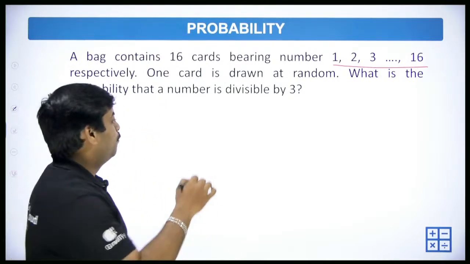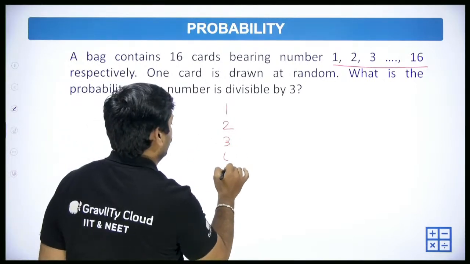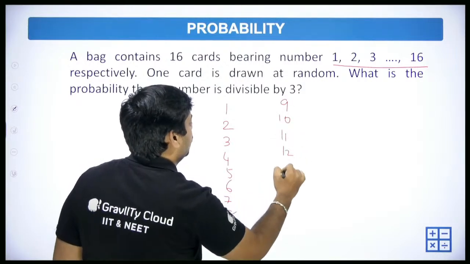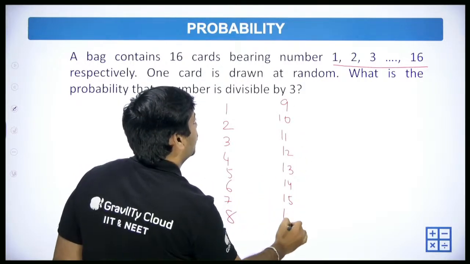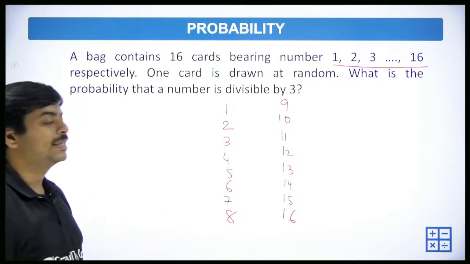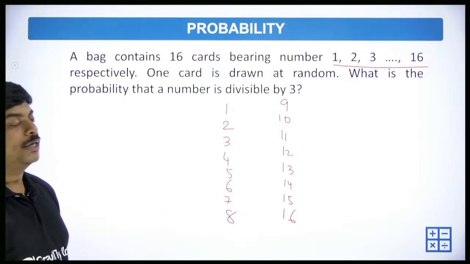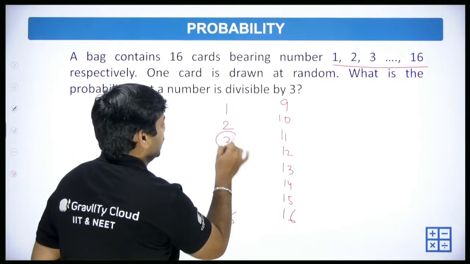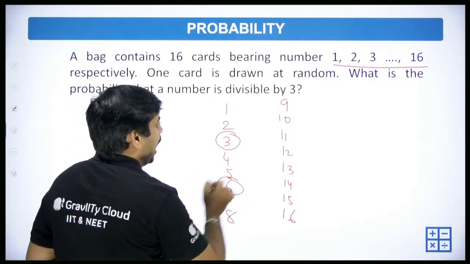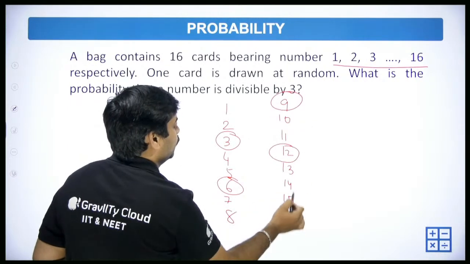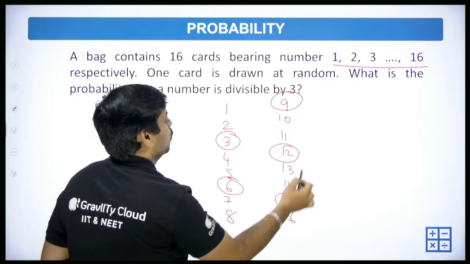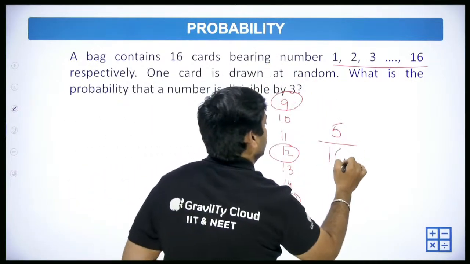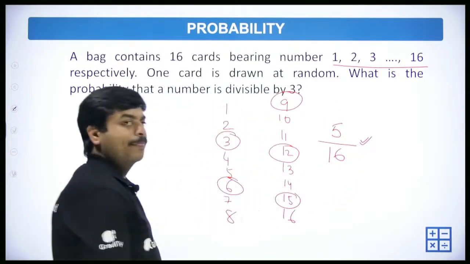So from 1 to 16: 1, 2, 3, 4, 5, 6, 7, 8, 9, 10, 11, 12, 13, 14, 15, 16. What is the probability that the number is divisible by 3? The numbers divisible by 3 are 3, 6, 9, 12 and 15. That is 5 numbers out of the total 16. So 5 by 16 is the probability.